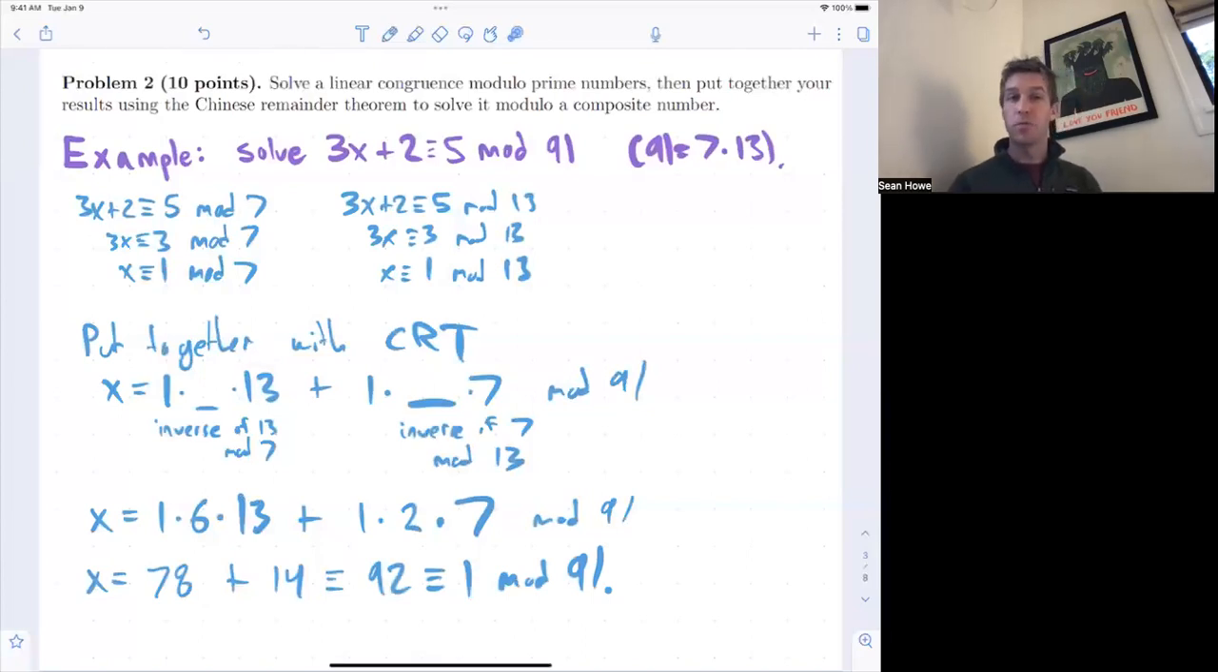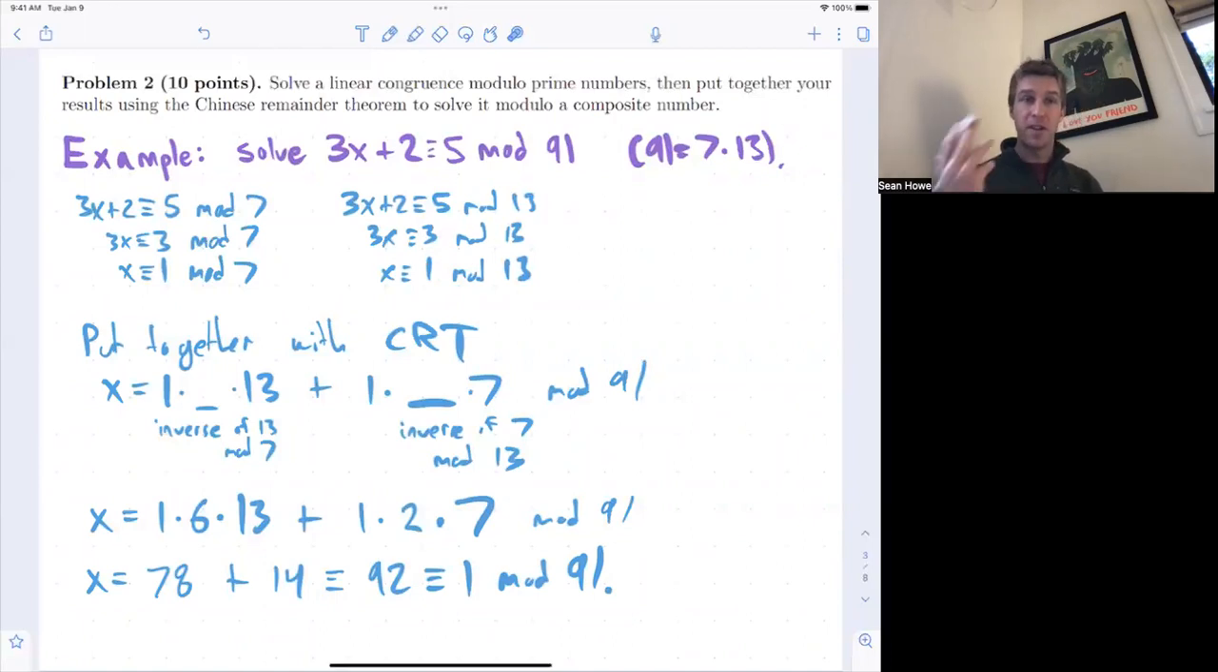On your exam, the answer will not just be 1, but it won't be too much harder than this to solve. So this step might be a little bit harder on your exam. It won't be much harder, where you solve mod 7 and mod 13 or mod whatever prime numbers show up.